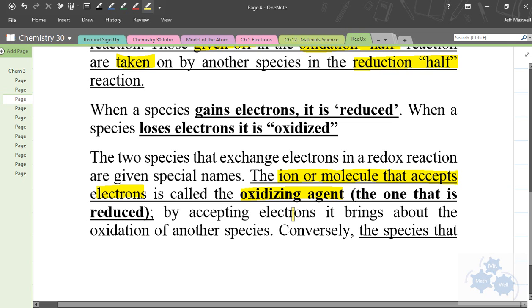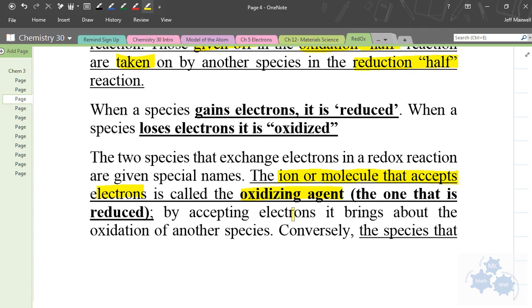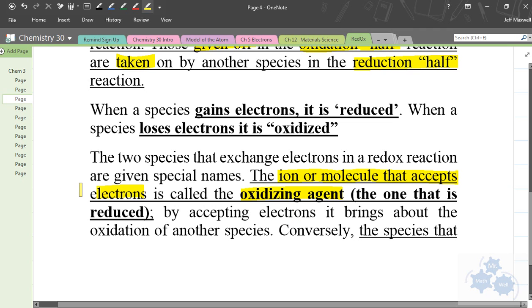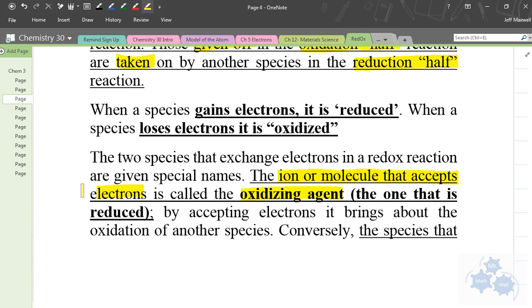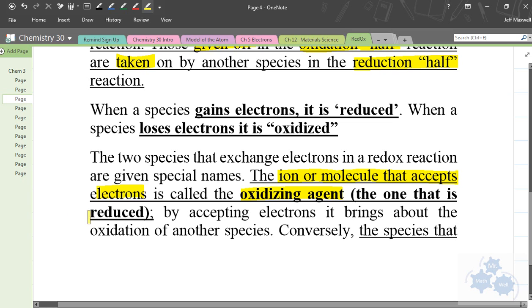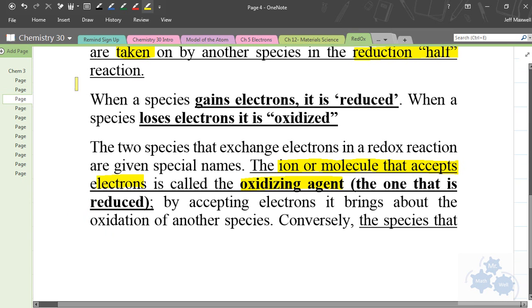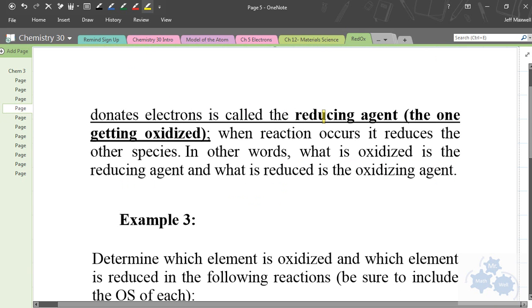The best way to think about it, to remember it, is the one that is reduced. So the species that is reduced does the oxidizing to the other one. It causes the other thing to be oxidized. So whatever is reduced is the oxidizing agent. And conversely, whatever is oxidized is the reducing agent. Okay? So the reducing agent is the one that gets oxidized.